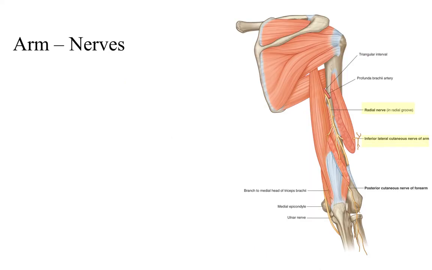All right, so here's another picture showing that radial nerve coming posteriorly. And remember, the radial nerve originates from that posterior cord, so it makes sense that it would run down the posterior side before it runs down the lateral side of the arm.